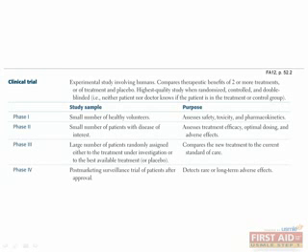Finally, Phase 4 clinical trials are designed as post-marketing surveillance trials of patients after drug approval in an effort to detect rare or long-term adverse effects.